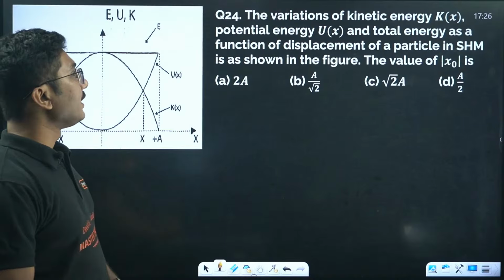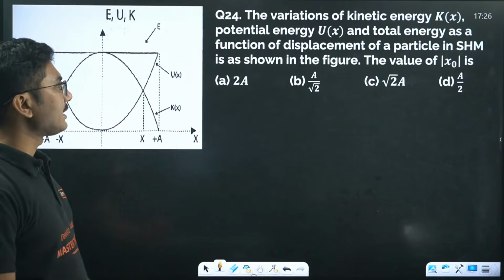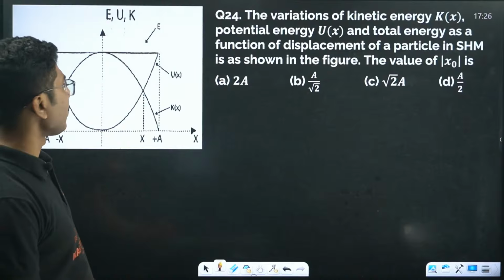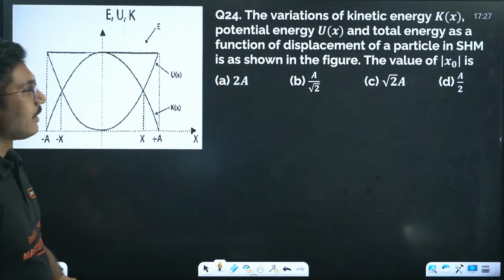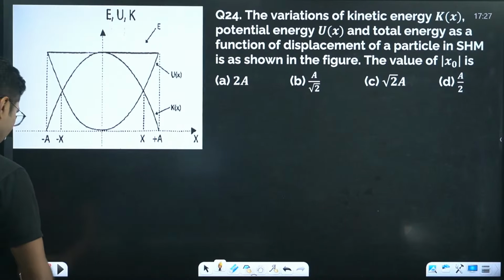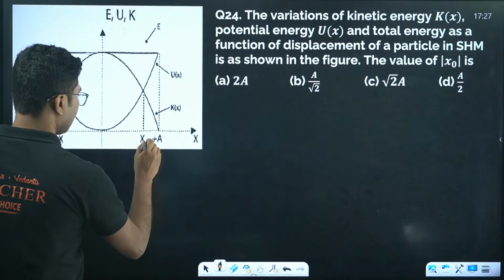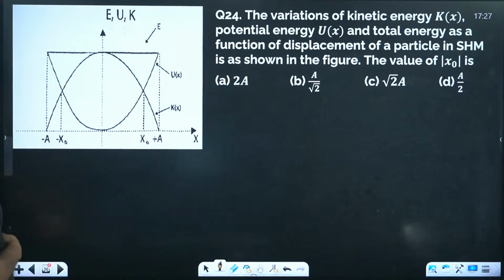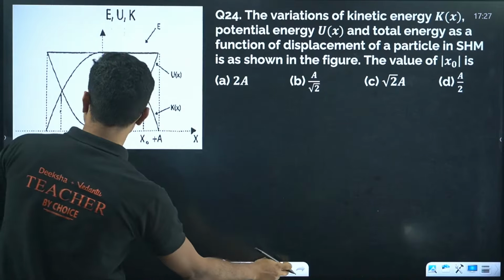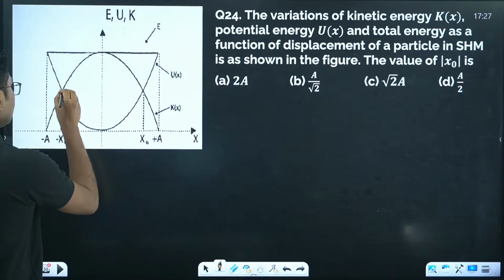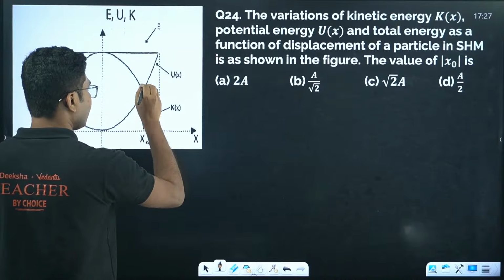Okay, the variation of kinetic energy K(x), potential energy U(x), and total energy as a function of displacement of a particle in SHM is as shown in the figure. The value of x naught is... What is x naught? This is x naught. So what is the magnitude of this point? Slight mistake is here. This is actually from here, this point. So what is this point?